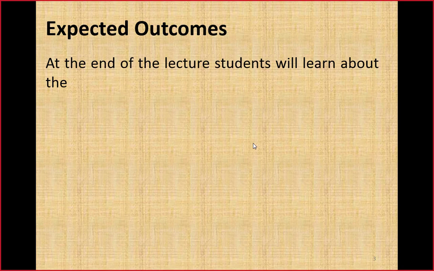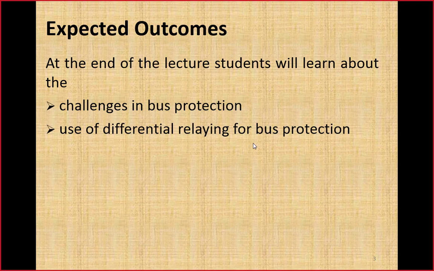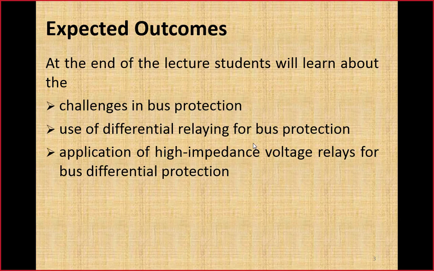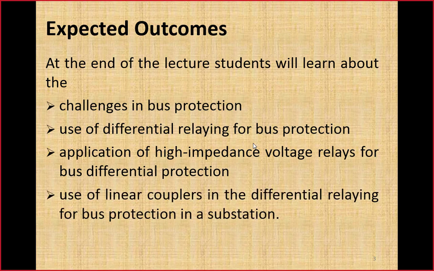Expected outcomes: at the end of the lecture, students will be able to learn about the challenges in bus bar protection and the importance of bus bar protection. Students will be able to learn about the use of differential relaying for bus bar protection. Bus bar and bus refer to the same element in the power system. Students will be able to learn about the application of high impedance voltage relays for bus differential protection. And students will be able to learn about the use of linear couplers in differential relaying of bus protection in a substation. So these are the expected outcomes.